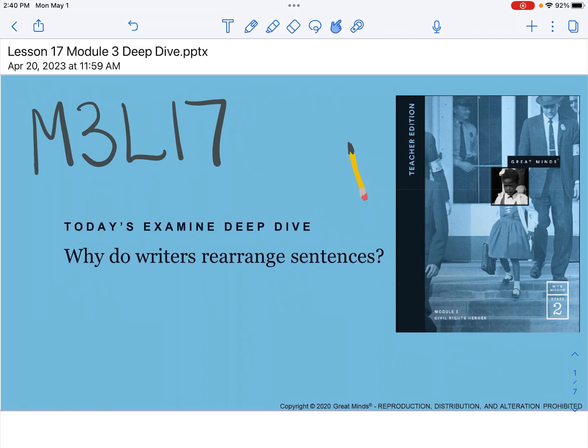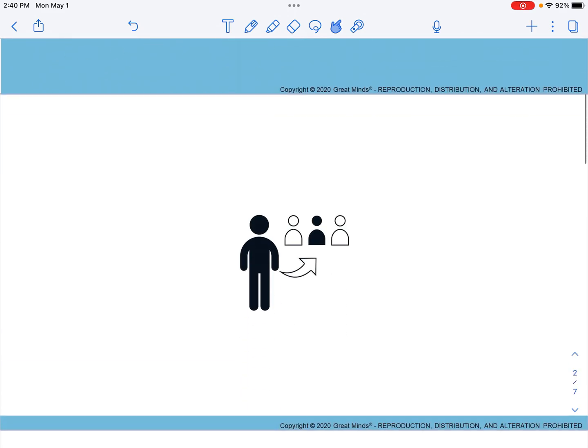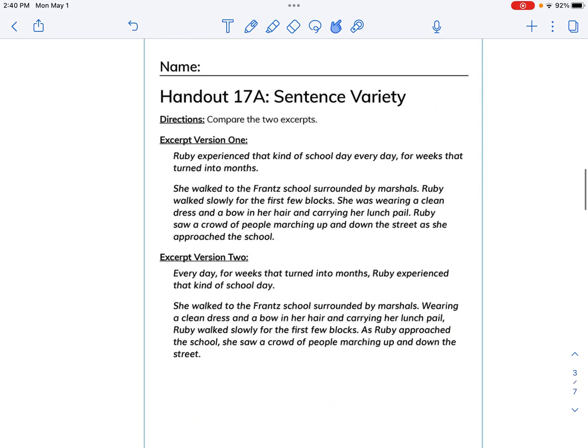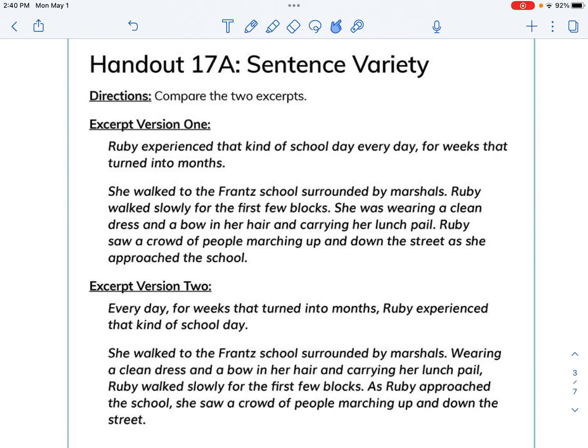Hi, second graders. Today we are doing a deep dive for Module 3, Lesson 17, and we are looking at why do writers rearrange sentences? You will need your blue workbook and a pencil today. Okay, I'm going to show you two excerpts from the story of Ruby Bridges, and I want you to follow along as I read. You're going to think about how these two parts are similar and different. We're on handout 17A, sentence variety.